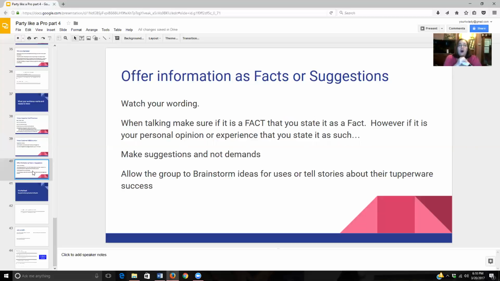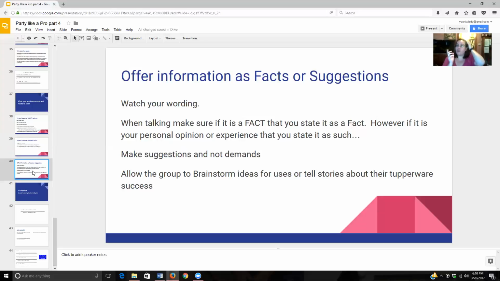All right, so offer information as facts or suggestions, but watch your wording, okay? When you're talking, make sure that if it is a fact that you state it as a fact. However, if it is your personal opinion or an experience, make sure that you state it as such, all right? Try very, very hard not to state facts that you're just kind of coming up with off the top of your head. Make suggestions, not demands, okay?